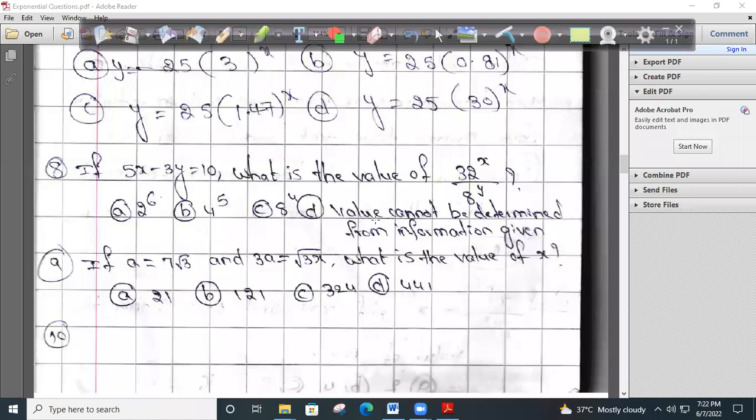Let me give you one more question. Try to give me the answer for the eighth question. Now think and try to give me the answer for question number 8.